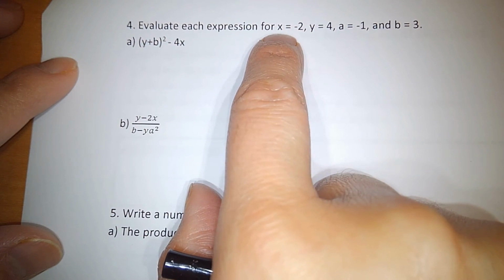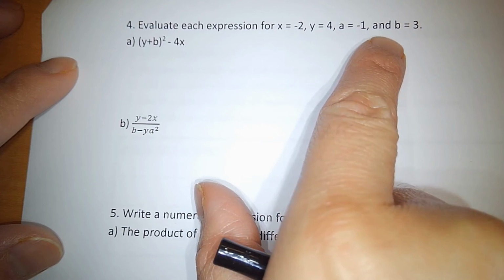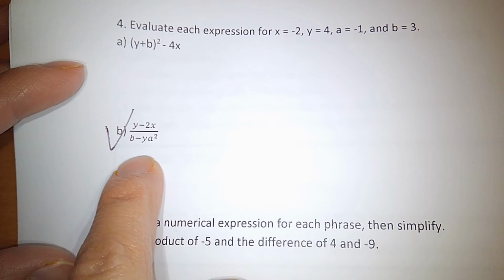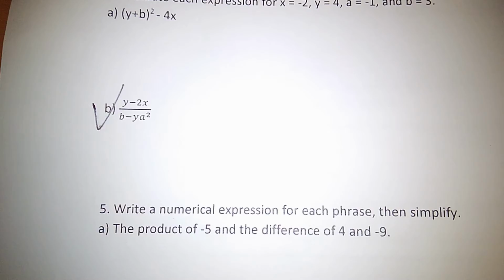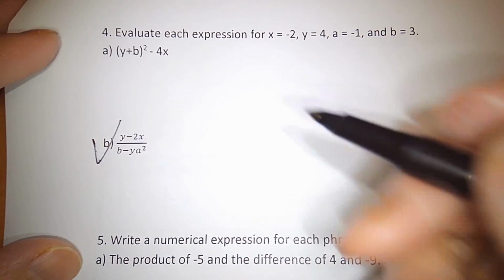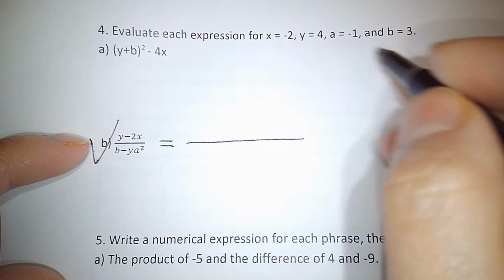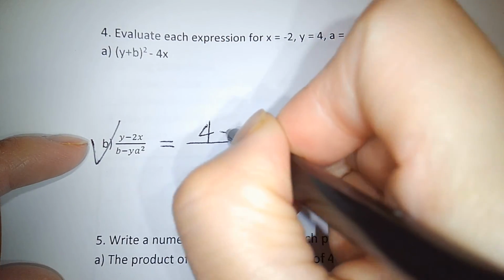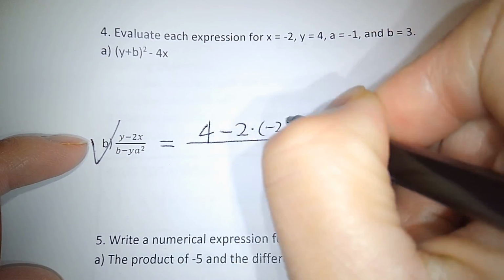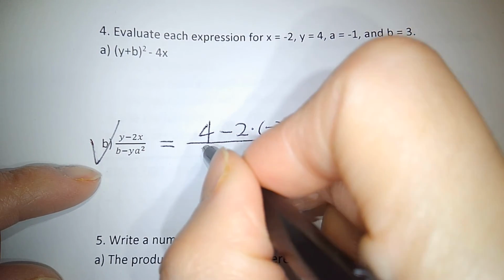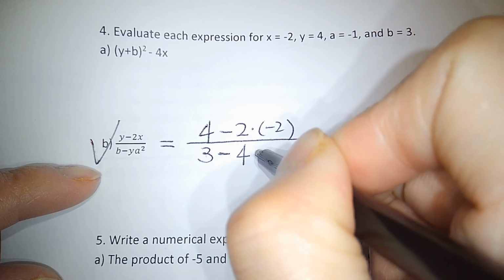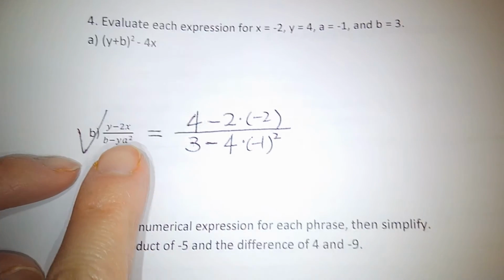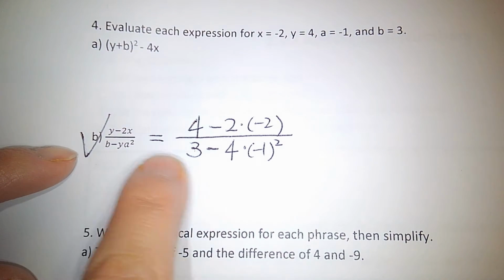Okay, question 4. Evaluate each expression for x equals negative 2, y equals 4, a equals negative 1, and b equals 3. So let's do b. Evaluate this expression. If x equals negative 2, y equals what? 4, and so on. So what do we do? Plug in, right? So y is 4 minus 2 times by x. What is x? Negative 2. What is b? 3 minus y. What is y? 4 times by a squared. What is a? Negative 1 squared. See, plug in those variable values and then simplify.